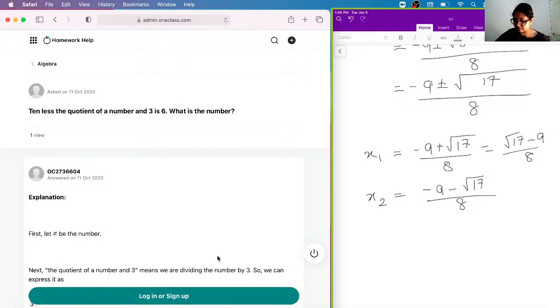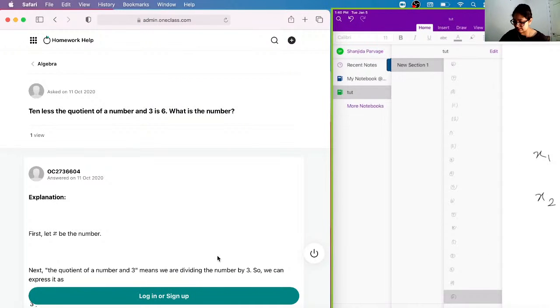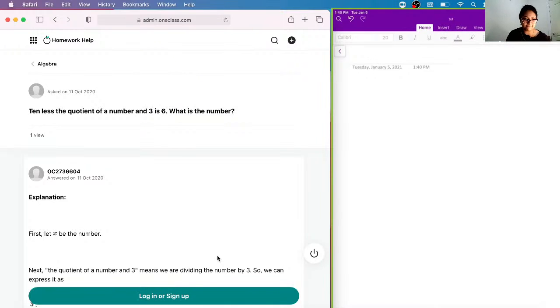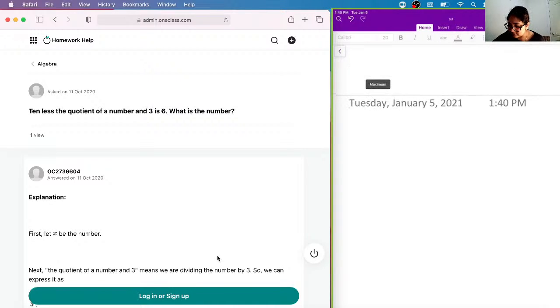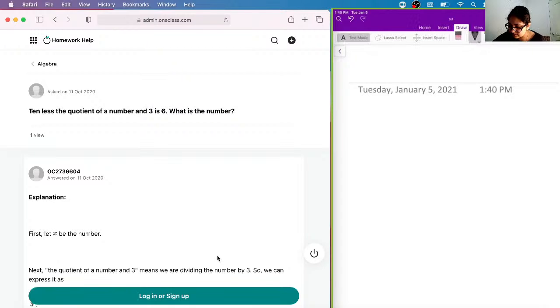Our next question says, 10 less the quotient of a number and 3 is 6. So we're trying to find a number. 10 less the quotient of a number and 3 is 6. What is the number?